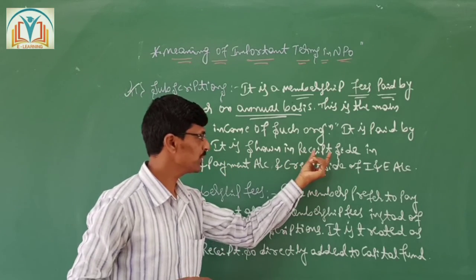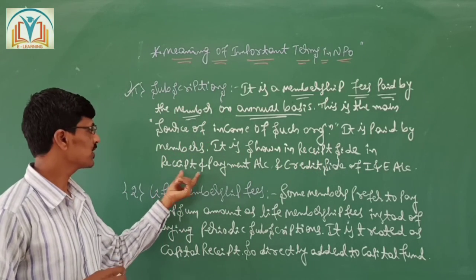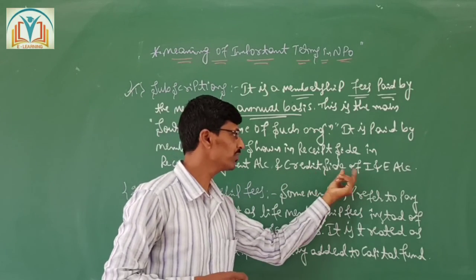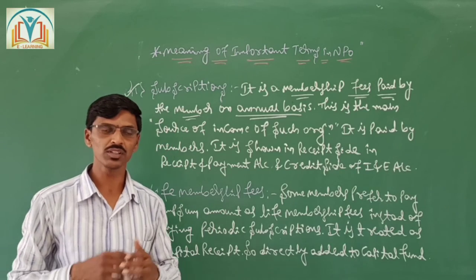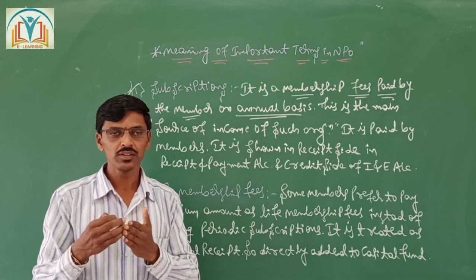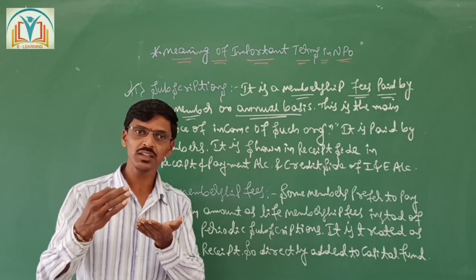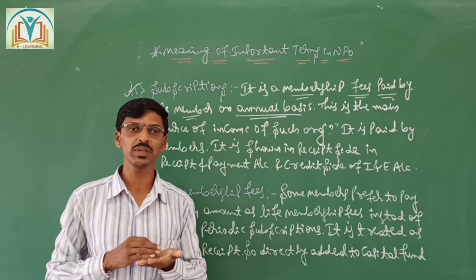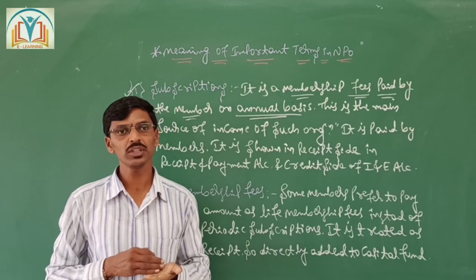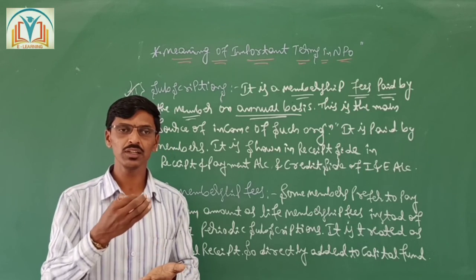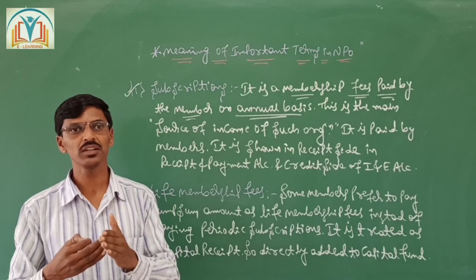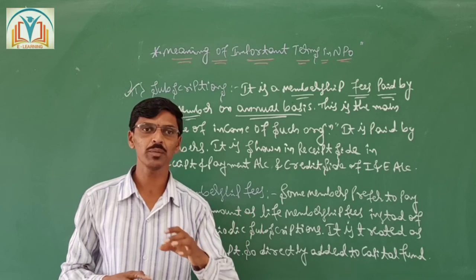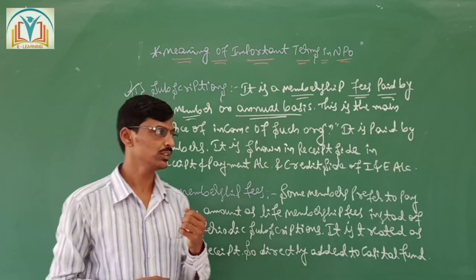It is to be shown on the receipt side of the receipts and payments account, as well as the credit side of the income and expenditure account. Subscription is an amount paid by the member to the organization, which means it is an income to the NPO. That is why it is shown on the receipt side of the receipts and payments account and the credit side of the income and expenditure account.